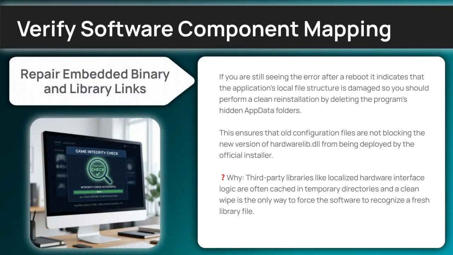If you are still seeing the error after a reboot, it indicates that the application's local file structure is damaged, so you should perform a clean reinstallation by deleting the program's hidden app data folders. This ensures that old configuration files are not blocking the new version of your DLL from being deployed by the official installer. Why are we doing this? Well, third-party libraries are often cached in temporary directories, and a clean wipe is the only way to force the software to recognize a fresh library file.